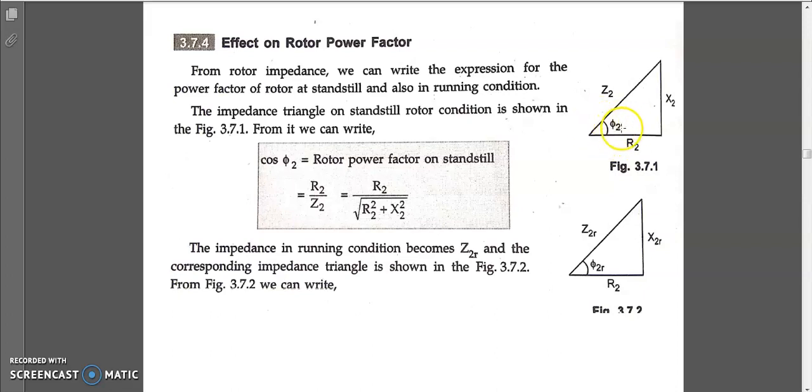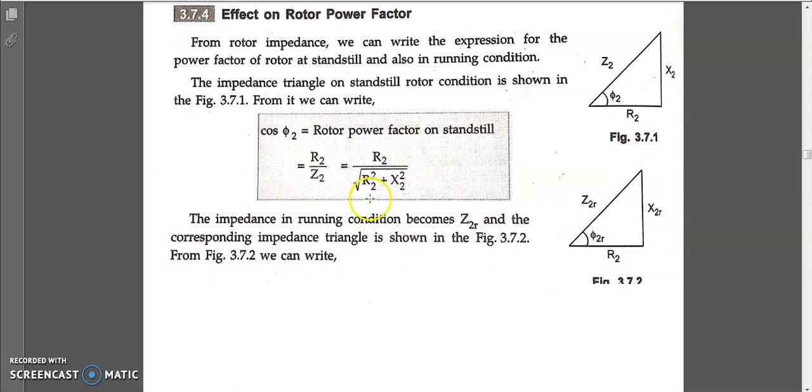The power factor angle I have drawn as phi 2 here. Now if I write the power factor for this particular part during standstill, the formula will be adjacent by hypotenuse, the cos formula. So cos phi 2 equals R2 by Z2, and we know that R2 remains R2 itself whether it is standstill or running. Impedance during standstill is the square root of R2 square plus X2 square. This is the formula we have for the standstill rotor parameters.